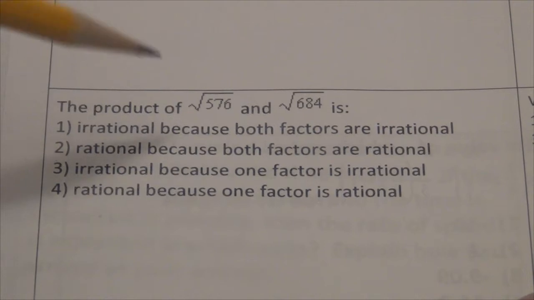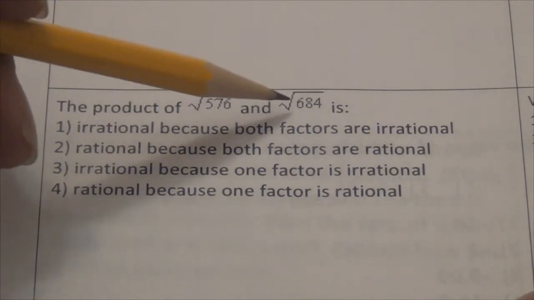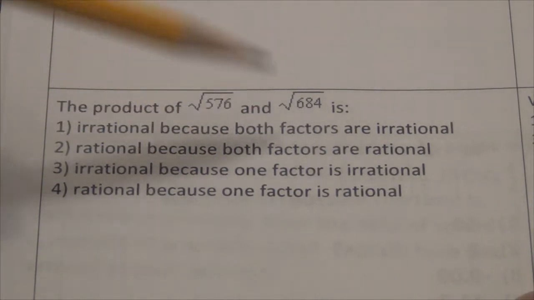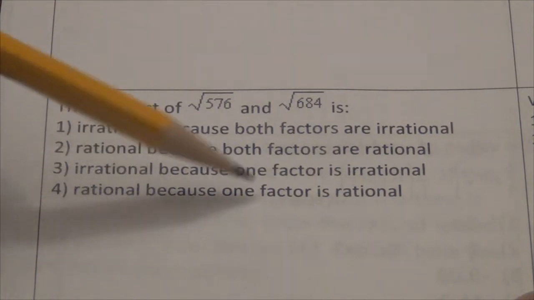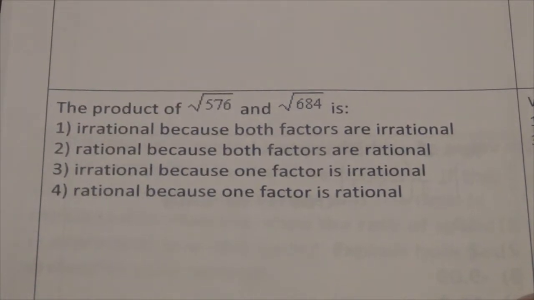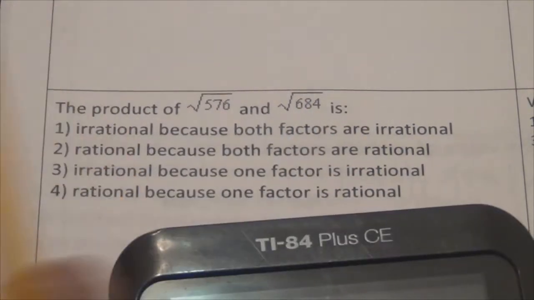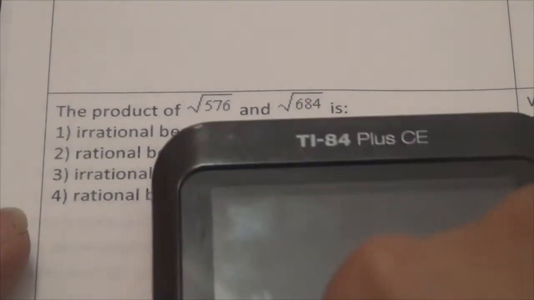All right, the product of radical 576 and radical 684 is, and then you have the choices: irrational because both factors are irrational, rational because both factors are rational, irrational because one factor is irrational, and rational because one factor is rational. First of all, if both are irrational, we don't even know what the answer is, so we are going to figure it out.